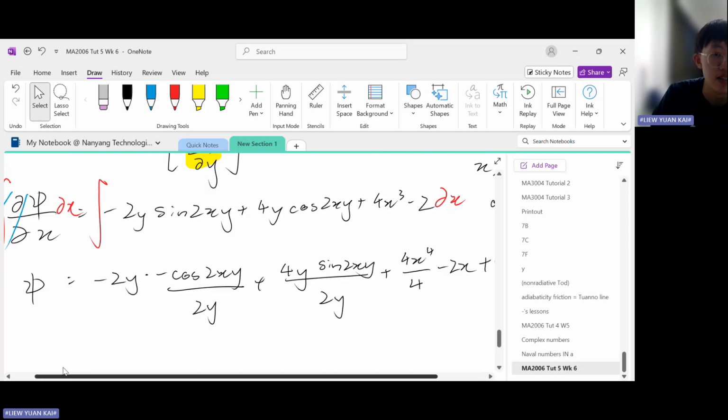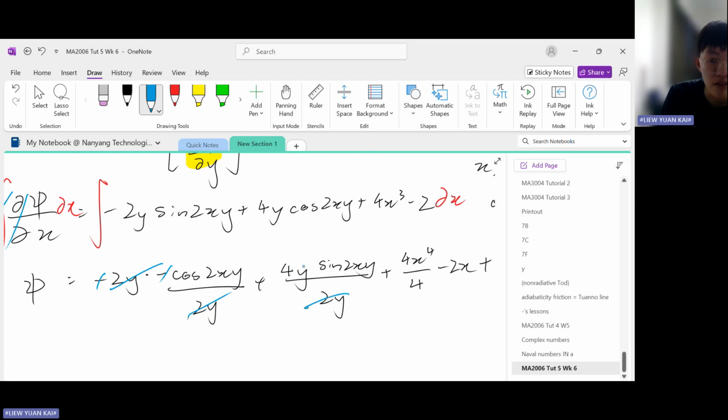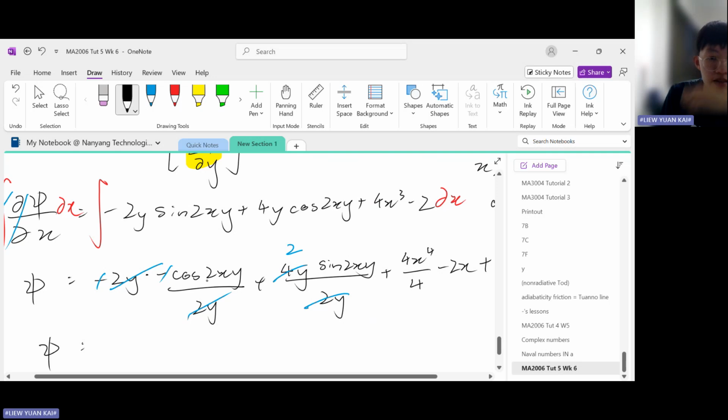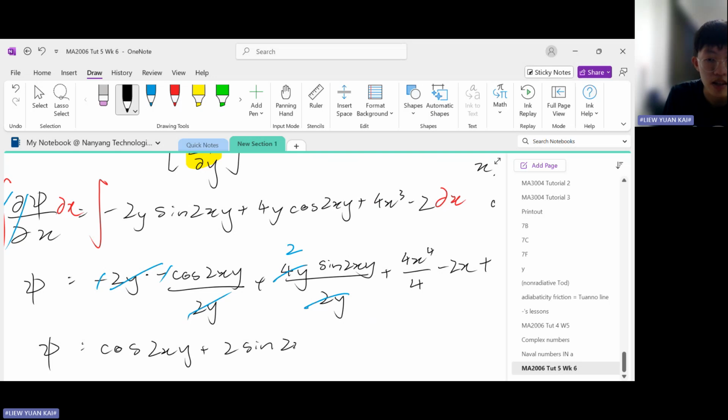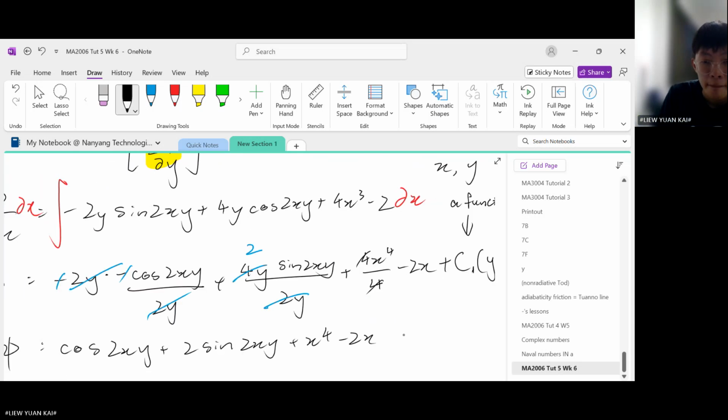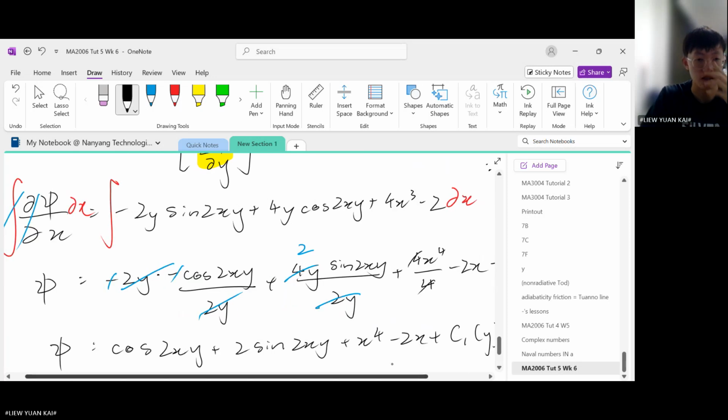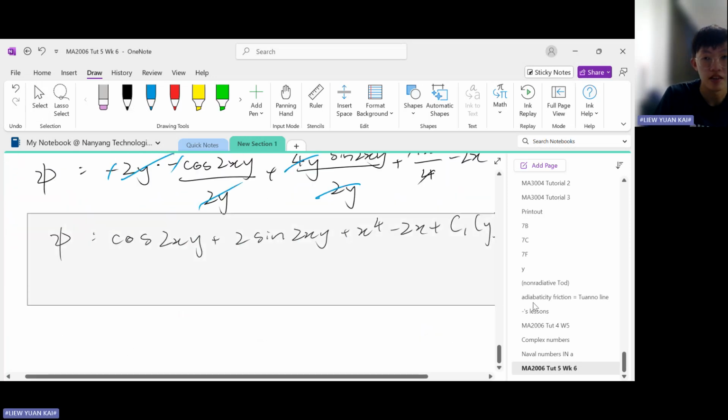Anyways, we'll simplify this. Minus and minus can cancel. 2y and 2y can cancel. 2y and 4y, so this will become 2. So this will clean up to become cosine 2xy plus 2 sine 2xy. 4 and 4 can cancel. So this is our first side.